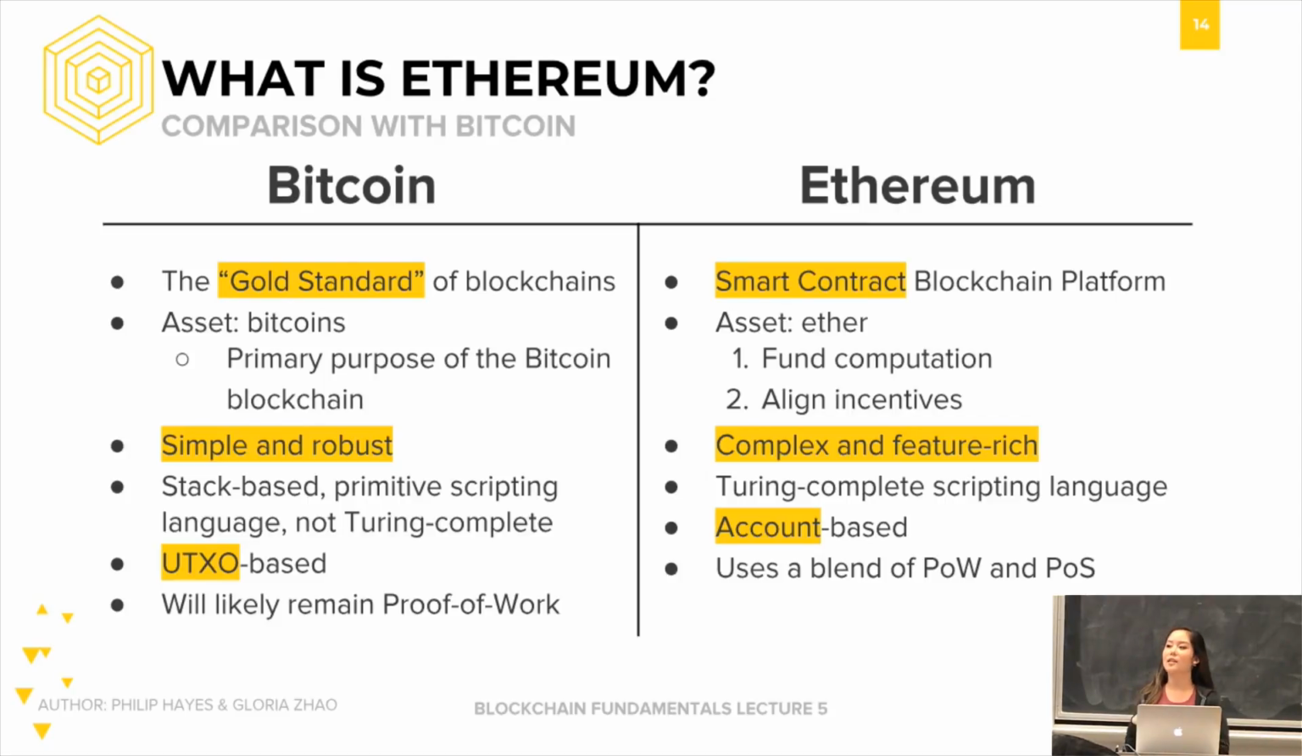And Ethereum actually has a Turing-complete scripting language. It's complex and feature-rich, and that's what allows you to make smart contracts on it. Another difference between the two is, yes?